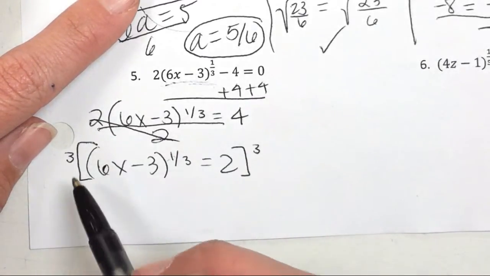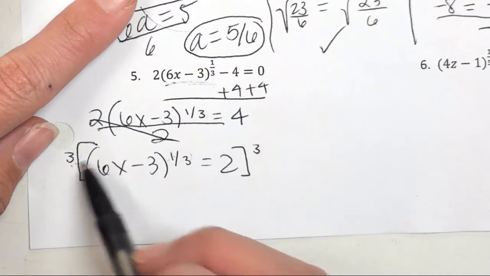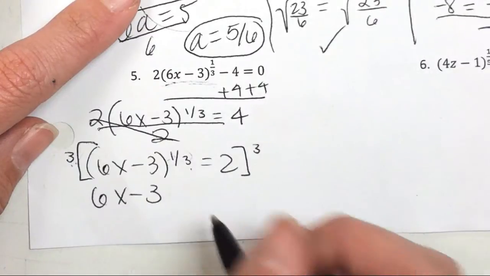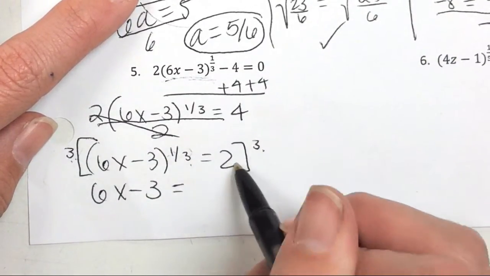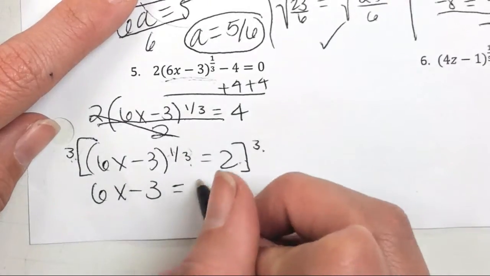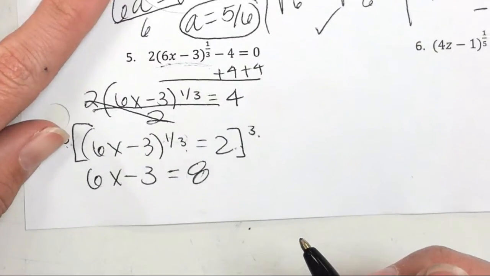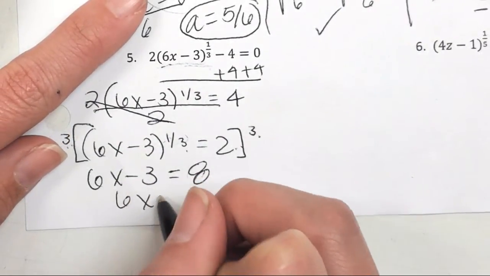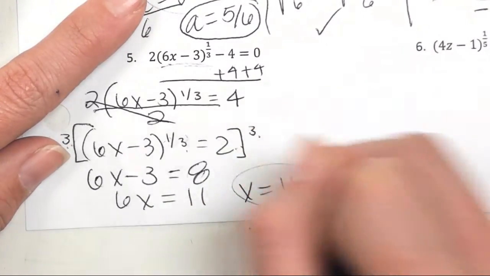So when we raise this to the 3rd power, we multiply our exponents. 3 times 1 over 3 is going to give us 1, so 6x minus 3 is what we're left with. And then 2 raised to the 3rd power, which is 2 times 2 times 2, would give us 8. And now it's an easy equation. We add 3, so we'll get 6x equals 11. Divide, and we get 11 over 6.